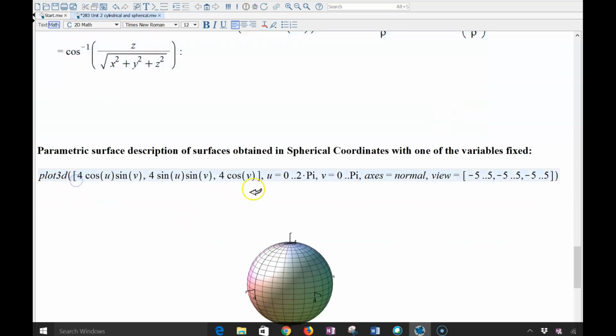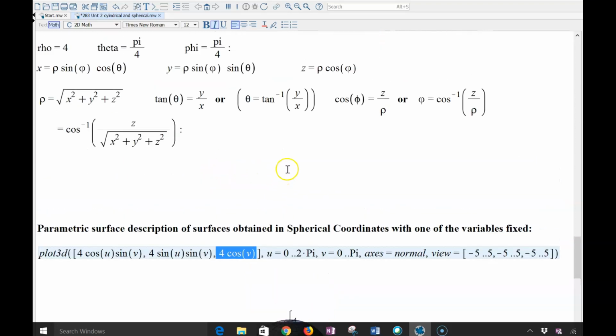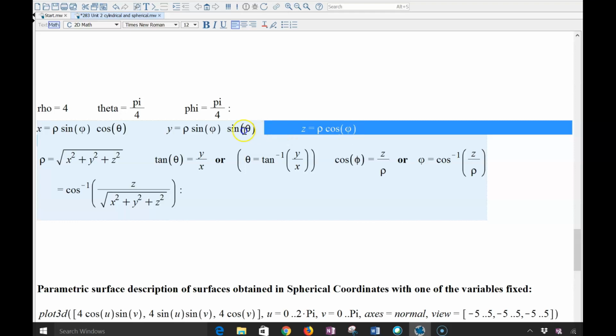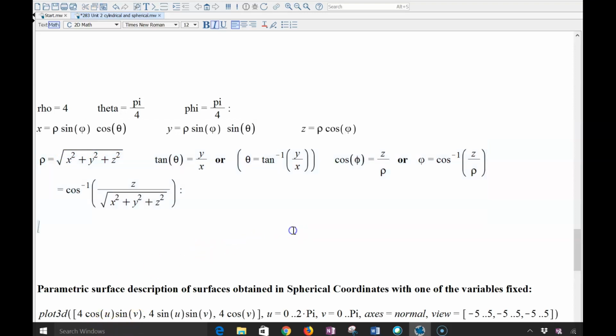We're going to put our ordered triple in. That's with the closed brackets. Inside of there, I've got my x component, my y component, and then my z component. Those are obtained exactly from our spherical conversion formulas just by fixing rho being 4 and letting u play the role of theta. I have this backwards in how I typed it. I typed cosine first, sine second down here, and v playing the role of phi.